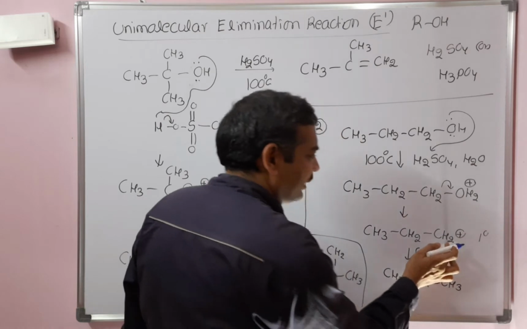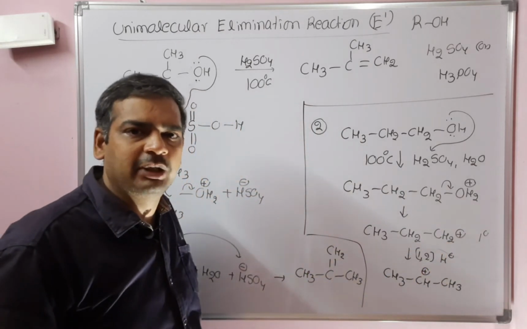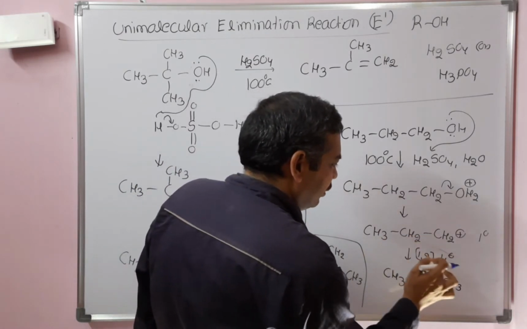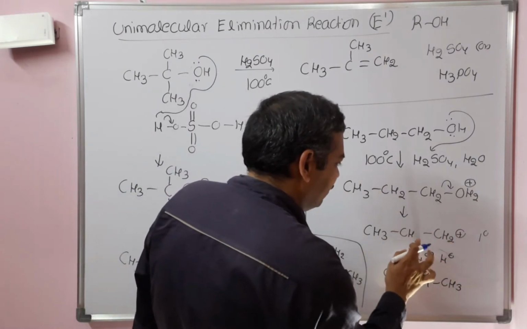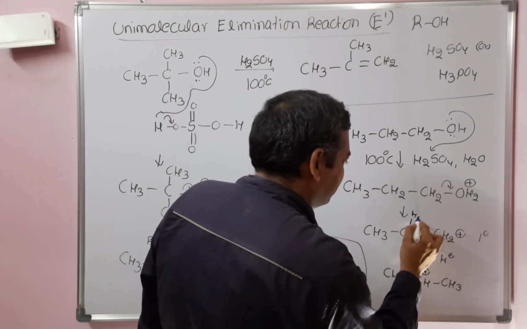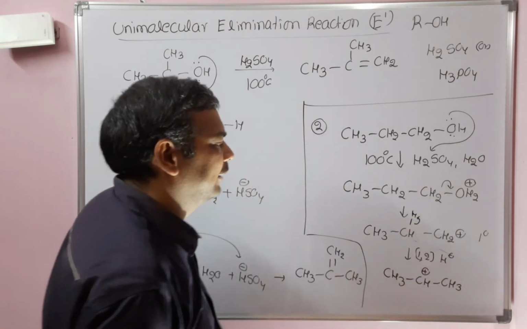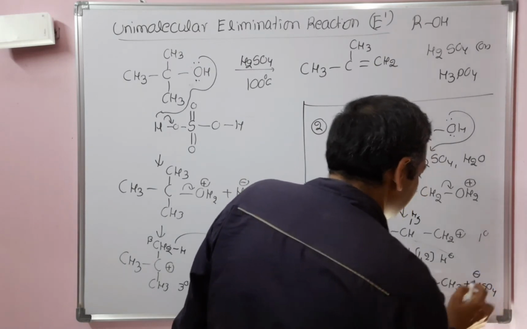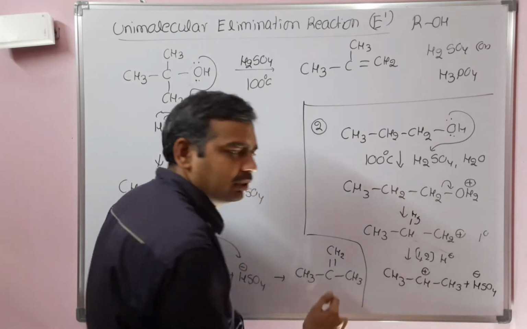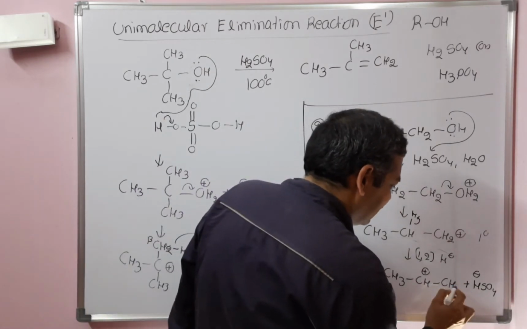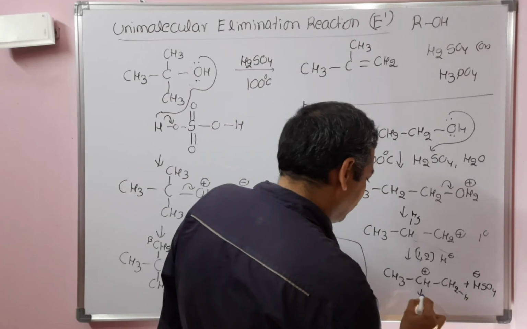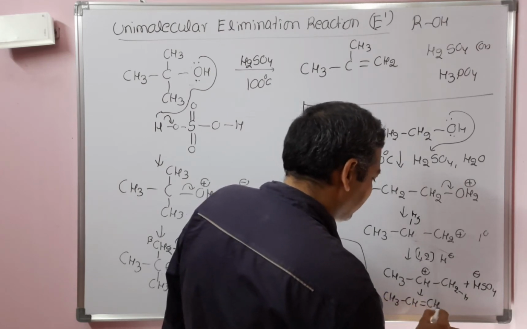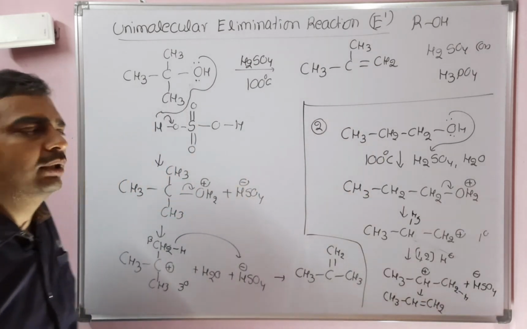Clear? Whenever a primary carbocation is formed, if there is a chance, it will undergo rearrangement. So the 1,2 hydride shift will take place from here to here, resulting in a secondary carbocation. Here HSO4 minus will abstract a proton. Both methyl groups are the same, so it will abstract a proton from either CH3 group. So we will get propene as the product, CH3 CH double bond CH2. Propene is formed as the product.